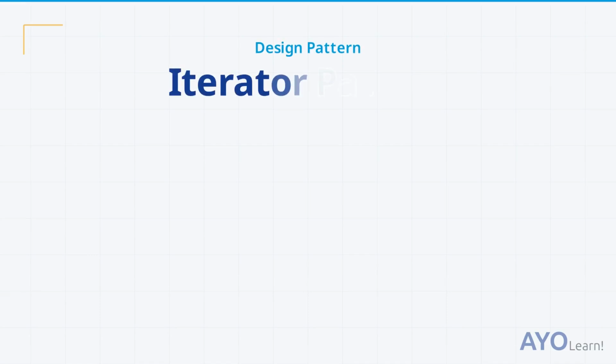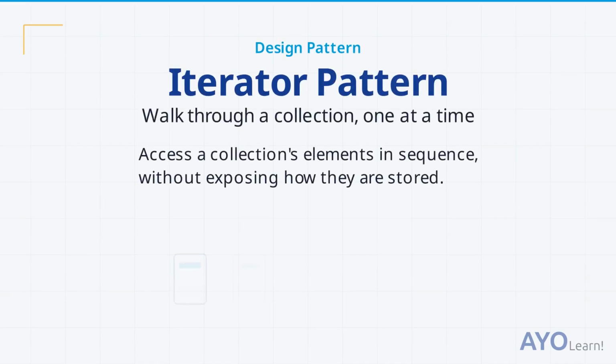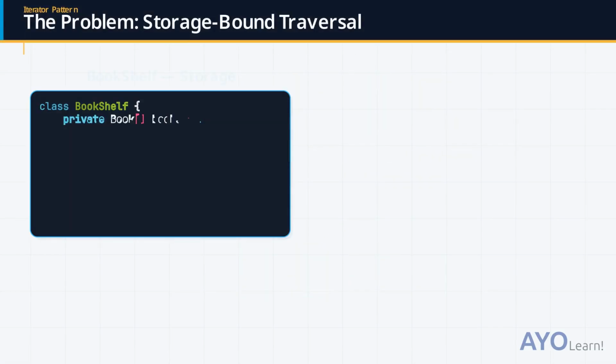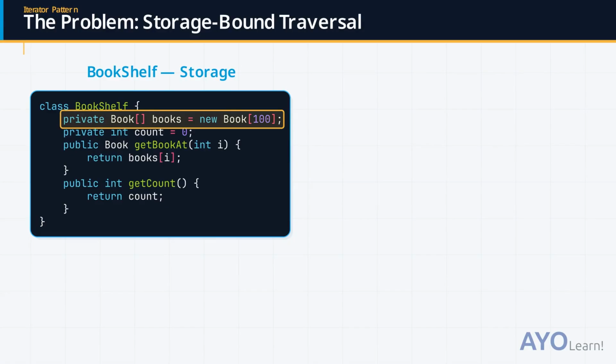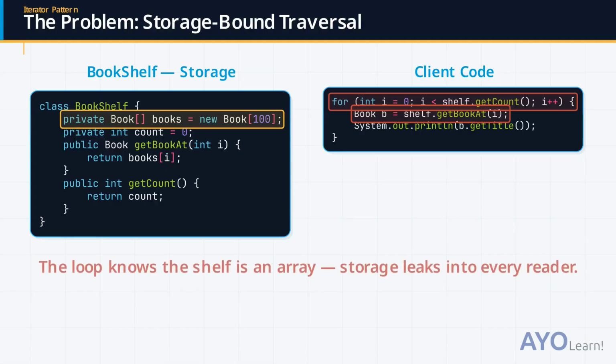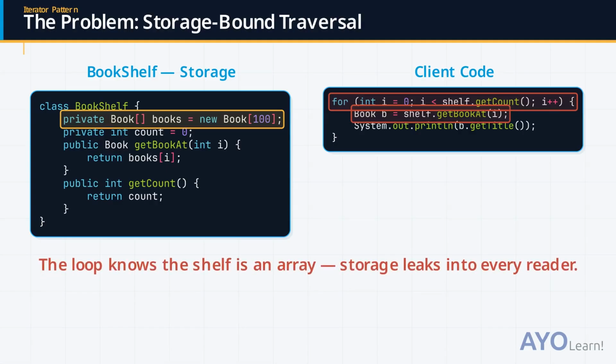The iterator pattern lets us access a collection's elements one by one in sequence without needing to know how that collection stores its data. Let's explore it together. Look at this bookshelf. It stores books in a fixed-size array with a counter. To read them, the client writes a manual index loop, calling getBookAt for each position.